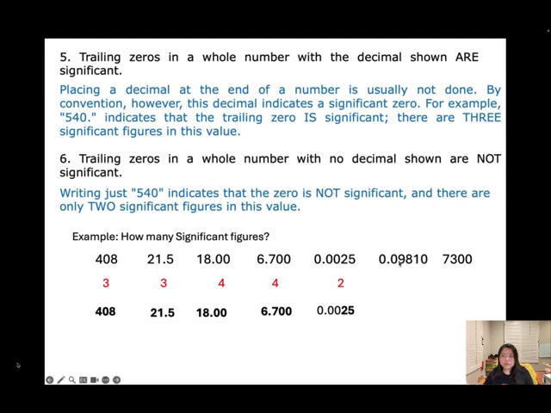And then 0.09810. We have the leading zeros, so we don't count these two. And then the zero is after the decimal point, so we have four significant figures. And last one, 7,300. Since I don't have the decimal point here, we only have two significant figures. But if I add the decimal point after 7,300, then that will be four significant figures.